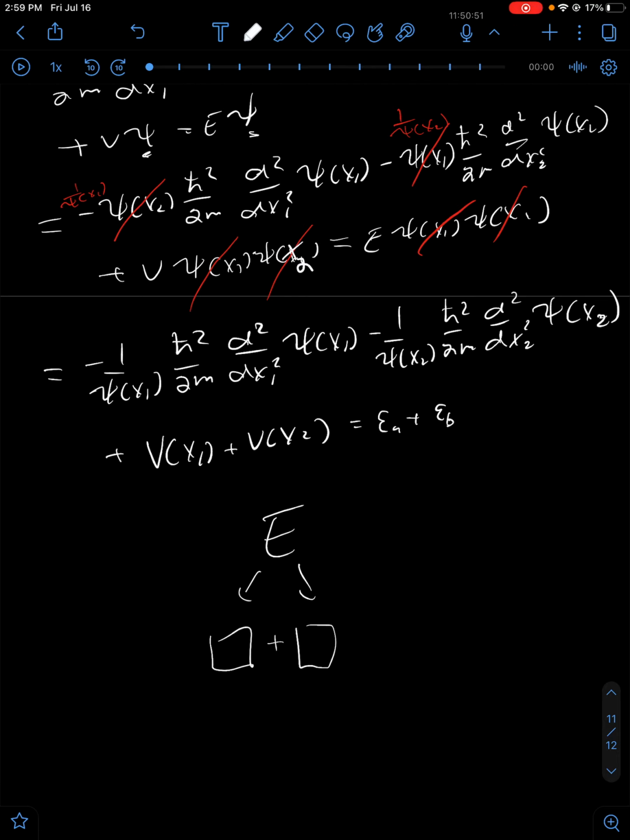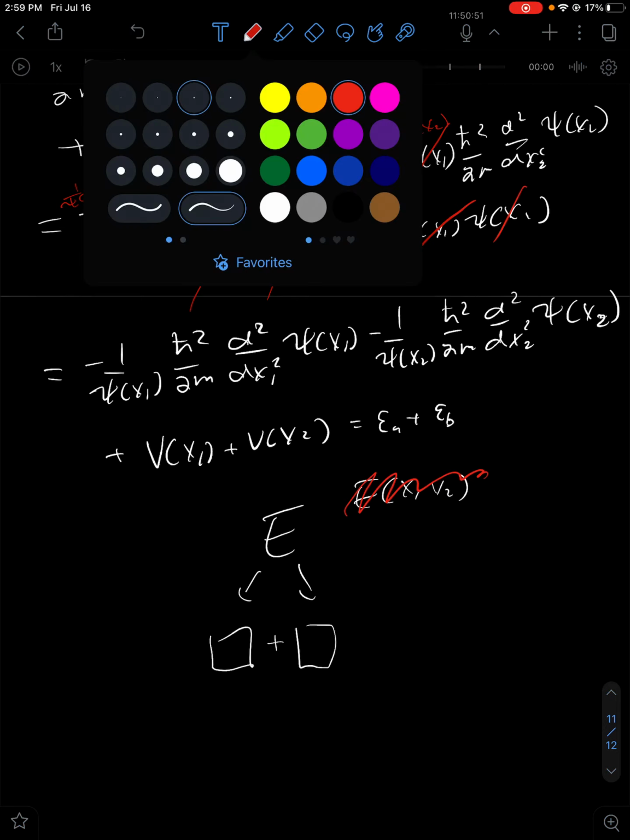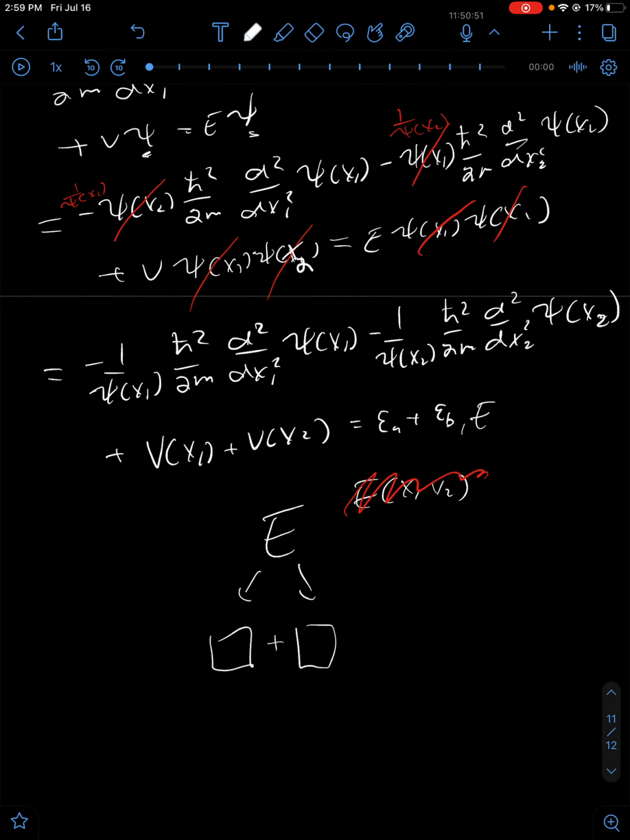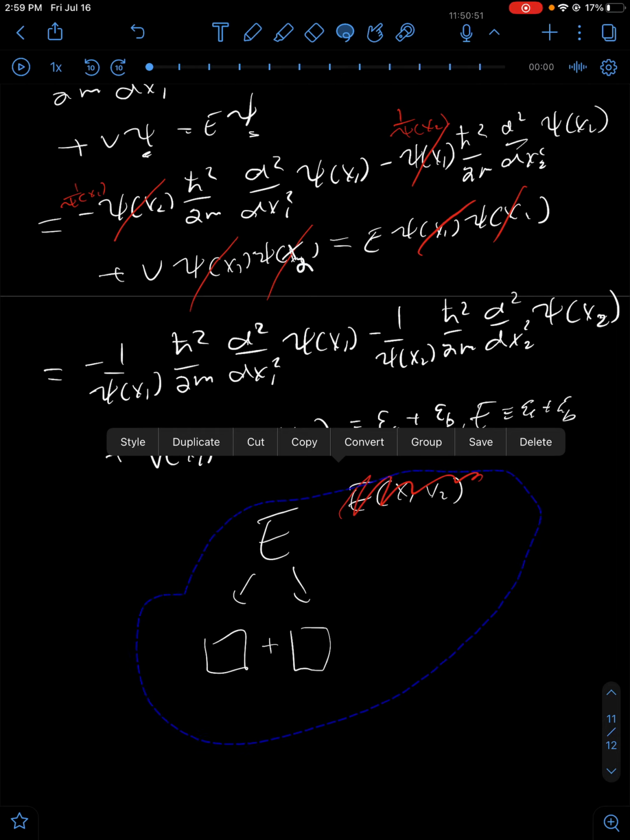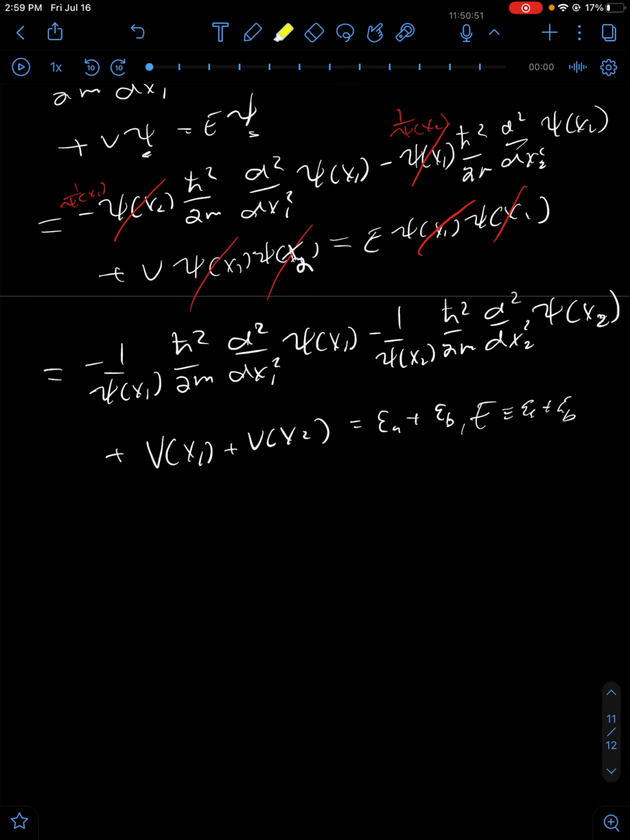Now also note, this is not an assumption. This works for all constants. You can just take them and separate them into two terms. I'm not saying that E is dependent on x1 and x2. We are not saying that. We're just saying that E can be separated into two constants, right? So here, E is defined as epsilon A plus epsilon B. And you're going to see why we're doing this. You probably already see that.